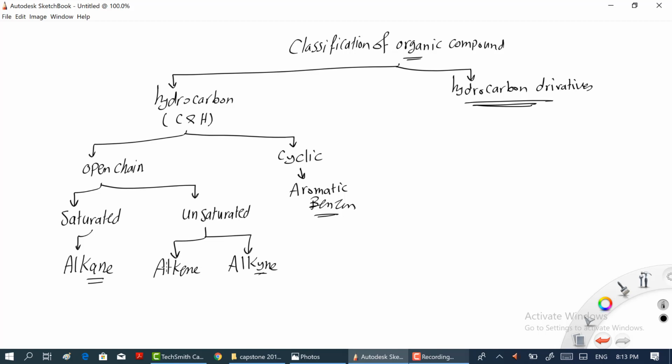What is the difference? If all the bonds between the carbon and the atoms surrounding it, or the other carbon atom, are single, we add the suffix ANE. If we have a double bond, we add the suffix ENE to the end of the word. If we have a triple bond, we find YNE.